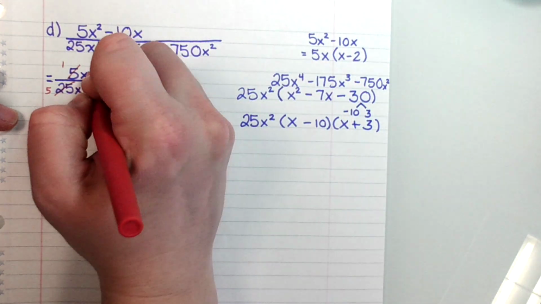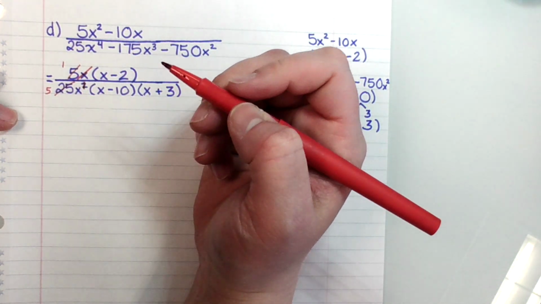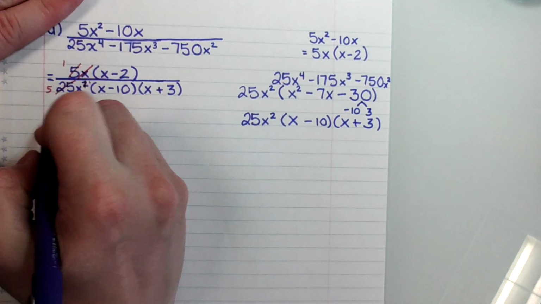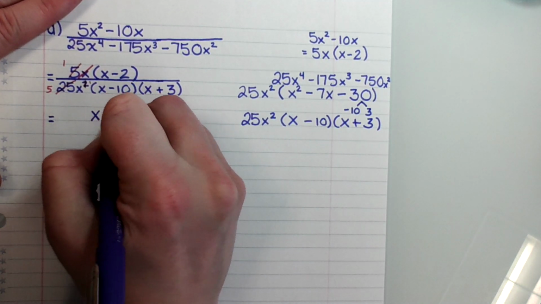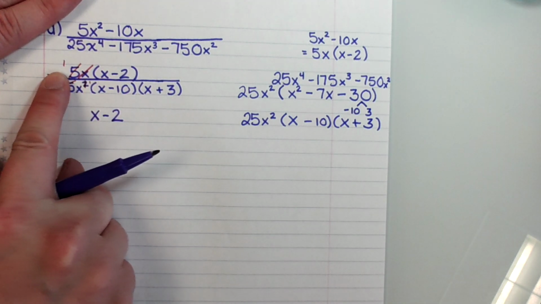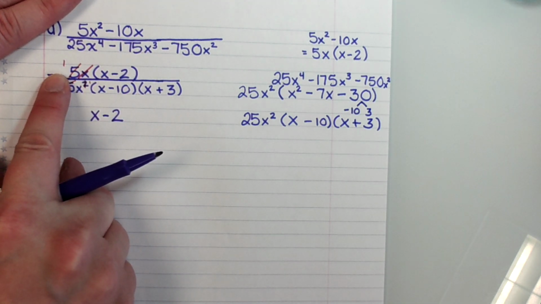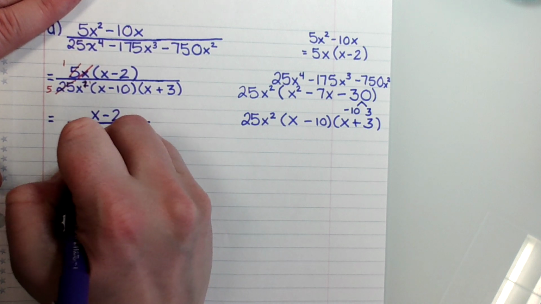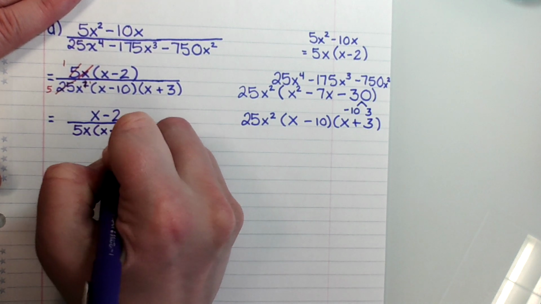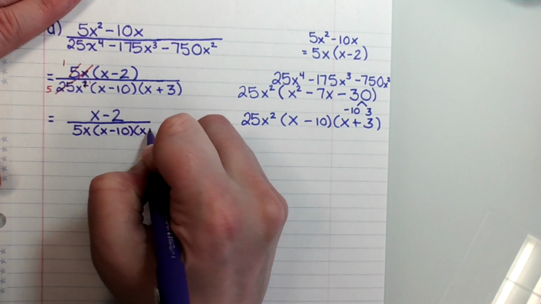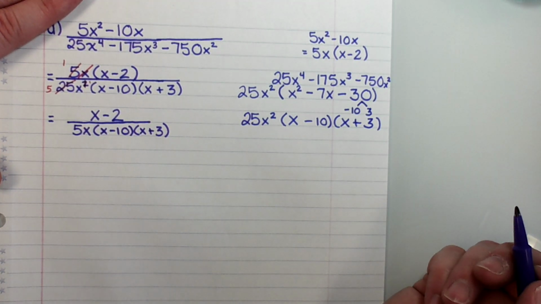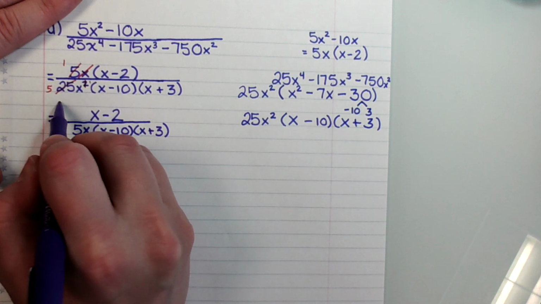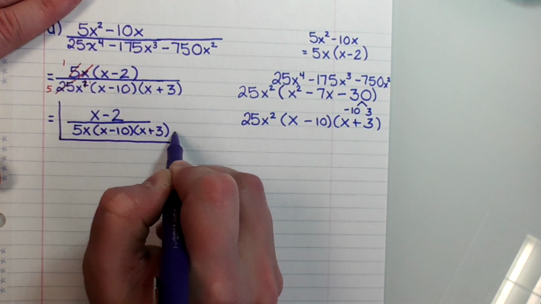take out a regular x, leaves me with an x to the first on the bottom. On top, I'm left with x minus 2. Technically, I'm left with a 1 in front of it, but do I really need the 1 in front of a parenthesis? No. Over 5x, an x minus 10 and an x plus 3. Sometimes, it's just not going to be pretty. And that's okay. We simplified what we could.